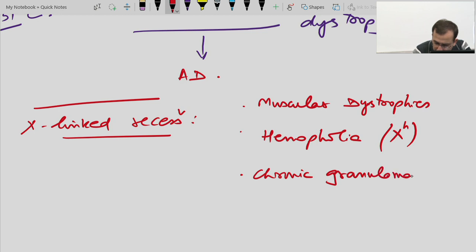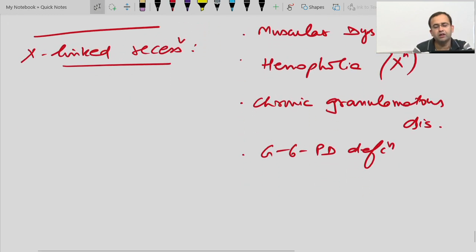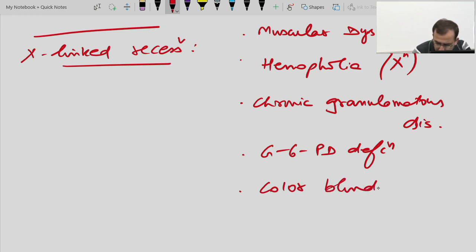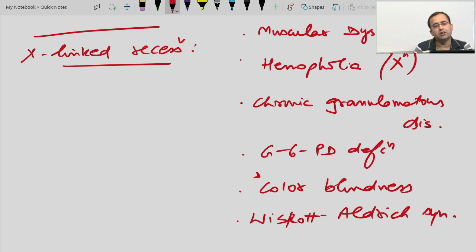Next, chronic granulomatous disease. We have seen this in detail in this paper only. It is a disease of innate immunity, X-linked recessive in nature. Next, G6PD deficiency, glucose 6-phosphate dehydrogenase deficiency. Next, color blindness. This has been repeatedly asked, so I am putting a star on this. And Wiskott-Aldrich syndrome has to be remembered. These are the X-linked recessive conditions.